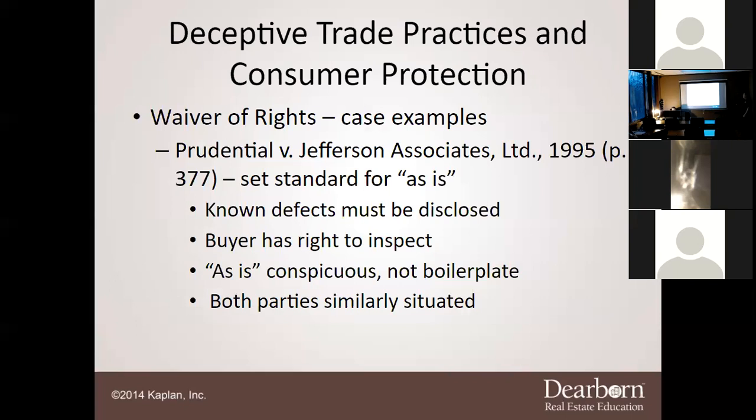There have been, of course, cases out there. Known defects must be disclosed. If you know that there's a problem, you have to disclose it. The buyer has a right to inspect, and as-is is basically not classified as boilerplate. Okay? Both parties must be similarly situated, meaning that both parties need to be very close in knowledge.